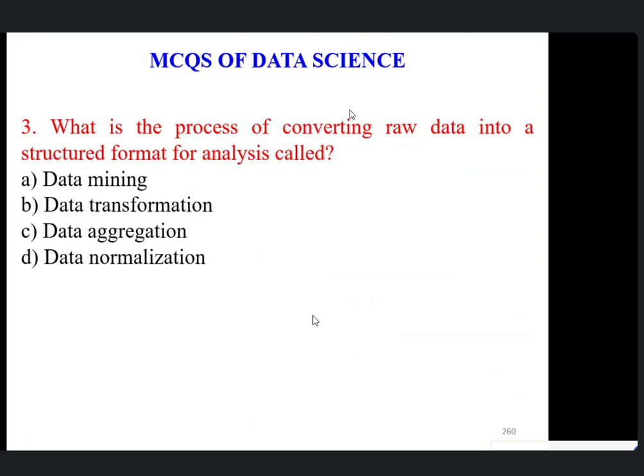What is the process of converting raw data into a structured format for data analysis called? I have two options: data transmission or data normalization. Data transformation is the correct answer. We are converting raw data into a structured format. That's why it is called a data transformation. We are converting one format to another format.